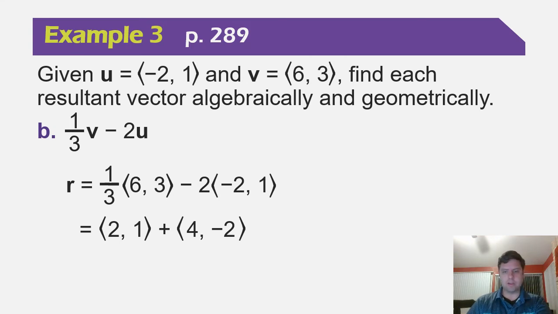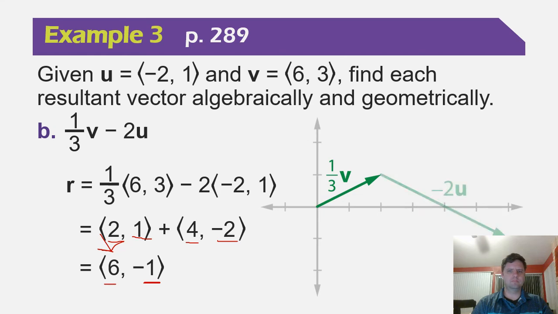And remember now we're going to add the 2 and the 4, and then we're going to add the 1 and the negative 2. And when we do that, 2 plus 4 is 6. 1 plus negative 2 is negative 1. And our resultant is 6, negative 1. Again, we could show these two vectors and then show the resultant and show that sure enough it goes 6, negative 1.